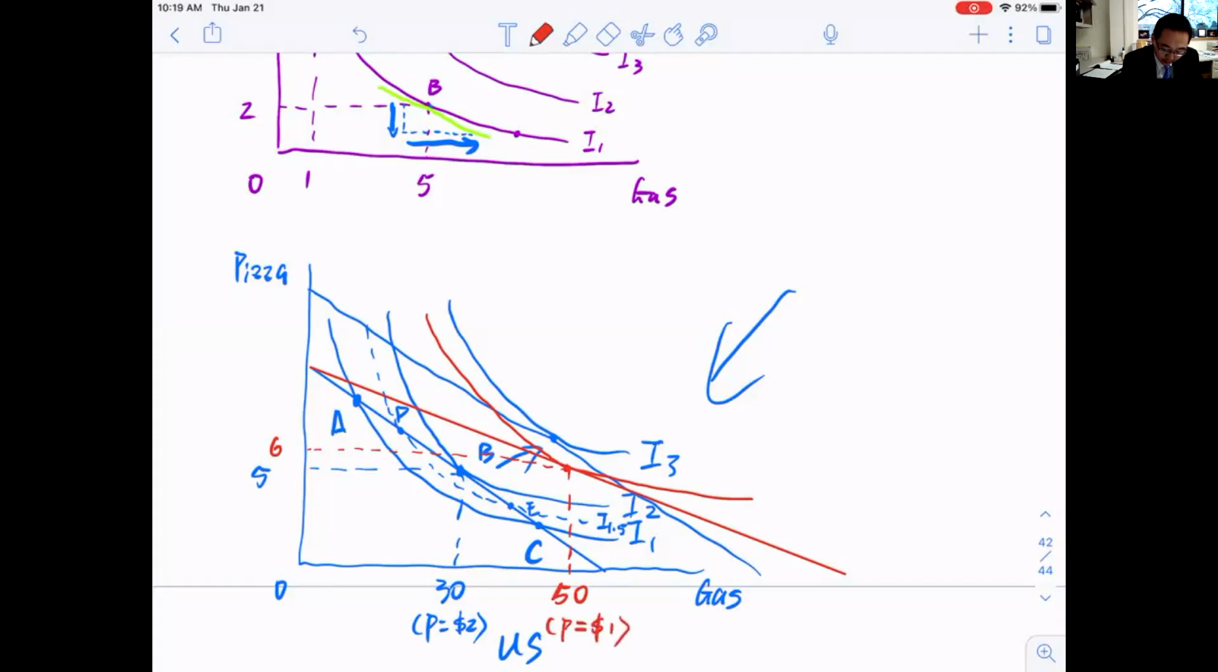And then on a demand curve, what you do is you look at gas, this is price, this is quantity, and you say, oh, I know at $1, I want 50 gallons of gas. So this is the point on my demand curve. And at $2, I know I want 30 gallons of gas. So this is a point on my demand curve. Once you connect the dots, this is how you find your demand curve. Does that make sense? Yes, thank you.